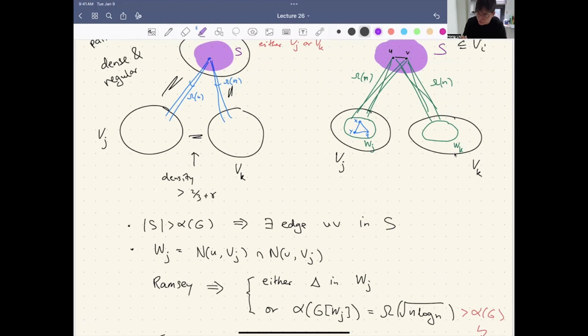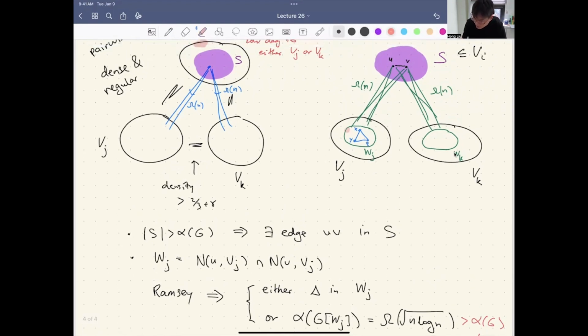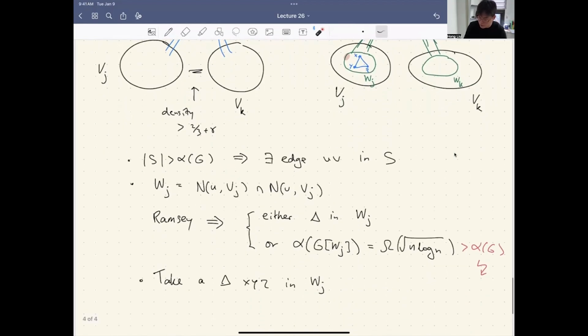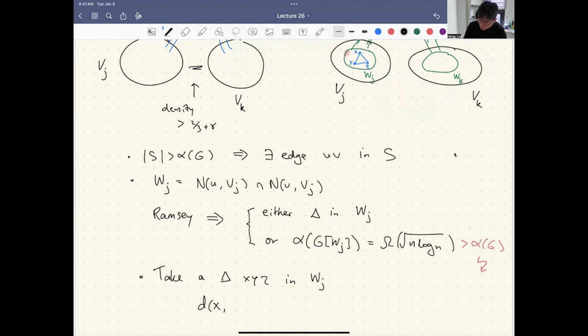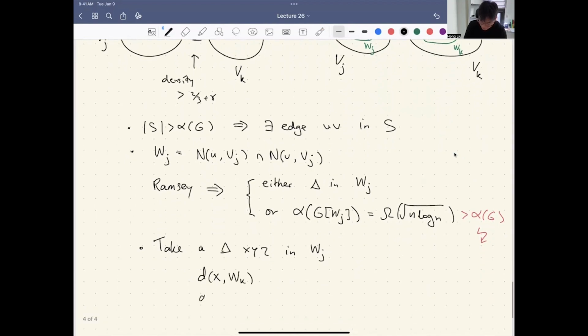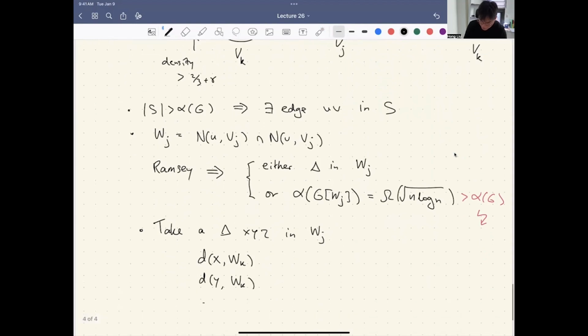Well, to be precise here, you need to do some cleaning to clean out some atypical vertices that have a low degree towards Wk. This is okay because by the slicing lemma, these two pairs are still regular with slightly weaker parameters. So XYZ are typical vertices having degree strictly larger than 2/3 by this density condition towards Wk. So what we know is dx to Wk, dy to Wk, and dz to Wk are all strictly bigger than 2/3 plus, let's say, gamma over 2 times Wk.